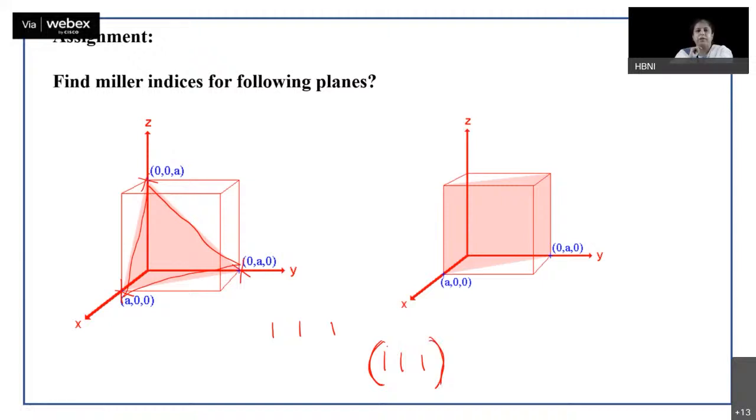Okay, for the next set of planes, it makes an intercept of 1 on the x-axis, an intercept of 1 on the y-axis, and an intercept of infinity on the z-axis. Taking the reciprocal, we have 1, 1, 0. We have already taken the reciprocal and there is nothing in the denominator, so we don't need to multiply it. So the Miller indices of this plane is (110) with small brackets.